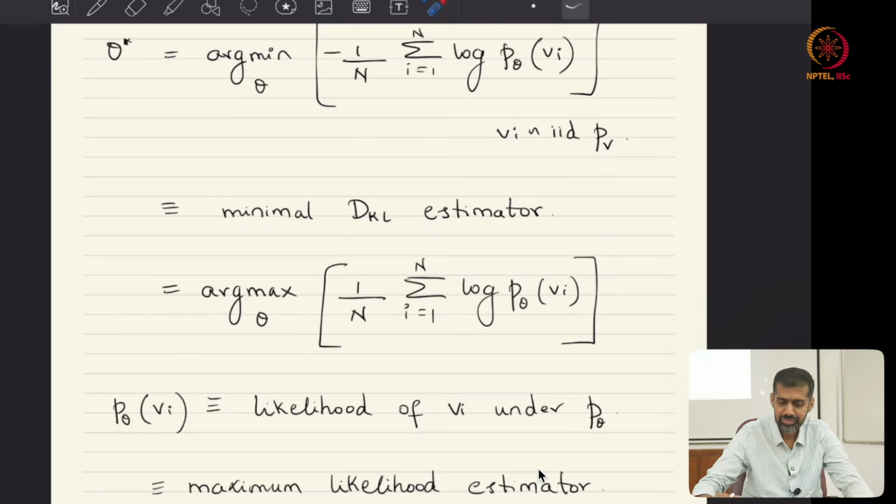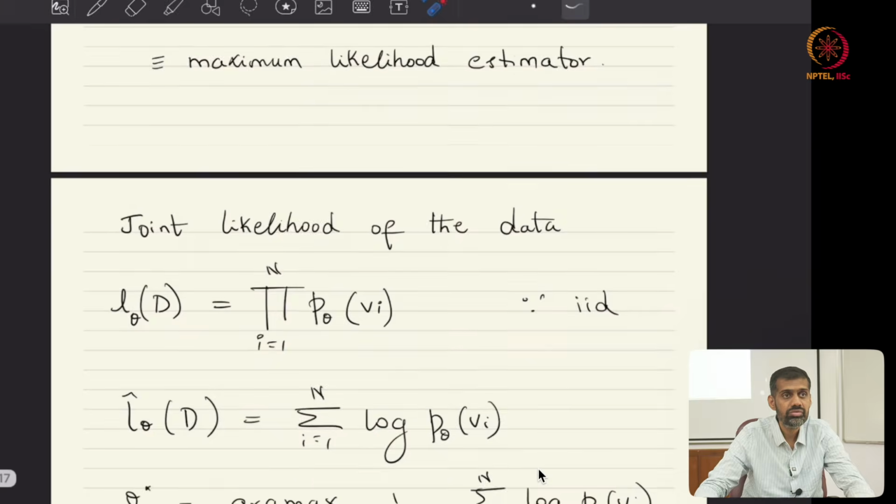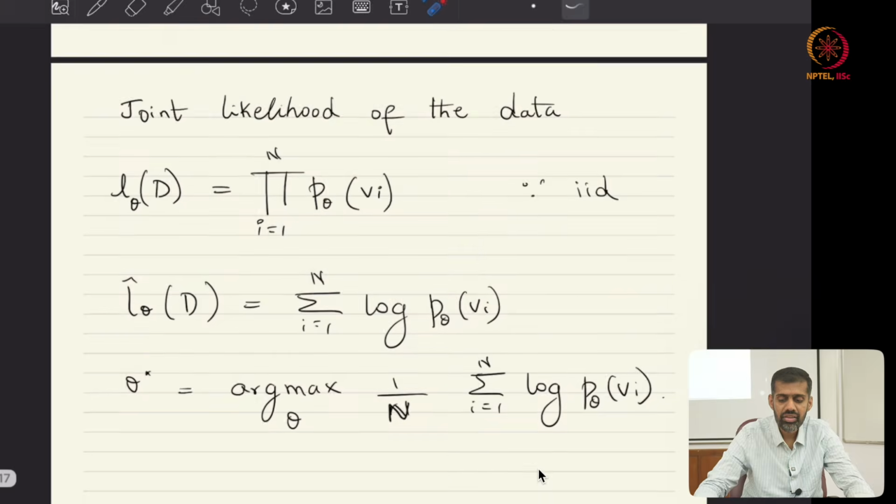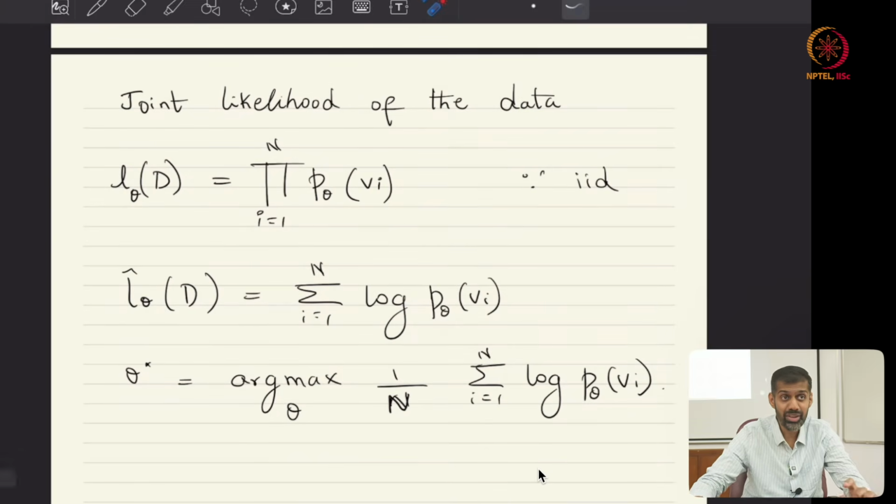Okay? So because of the law of large numbers, the IID assumption is always made, and the law of large numbers tells you that this is a good estimator for the minimizer.